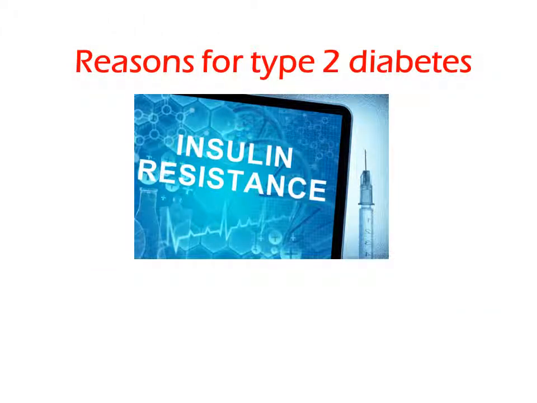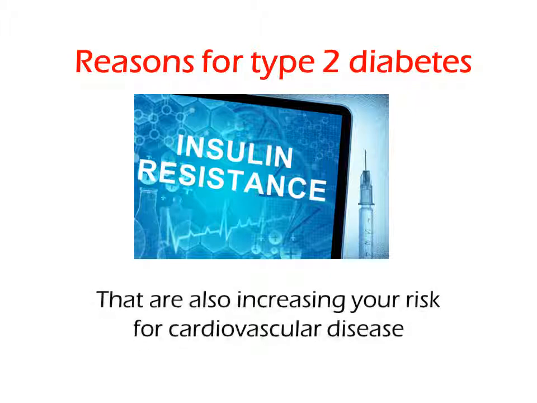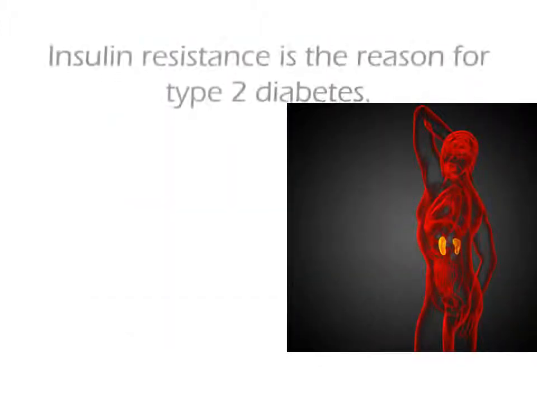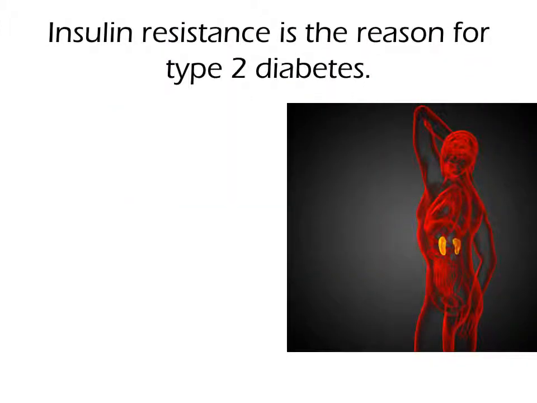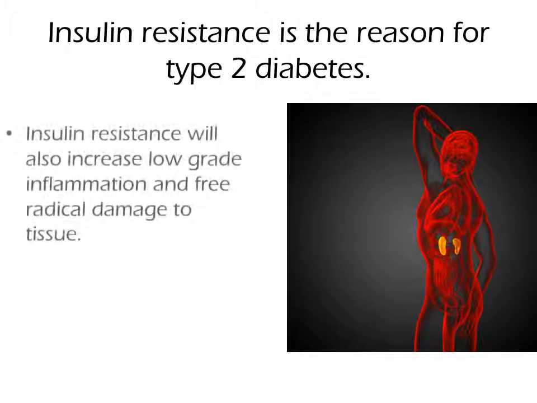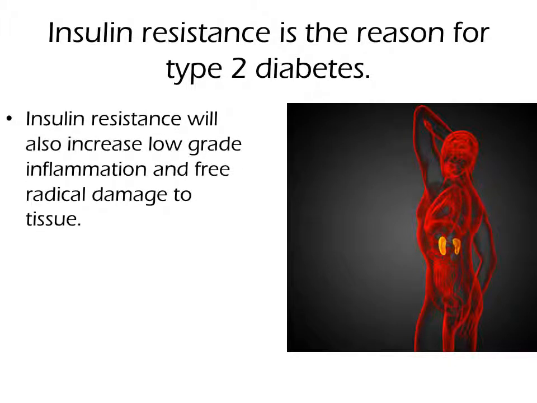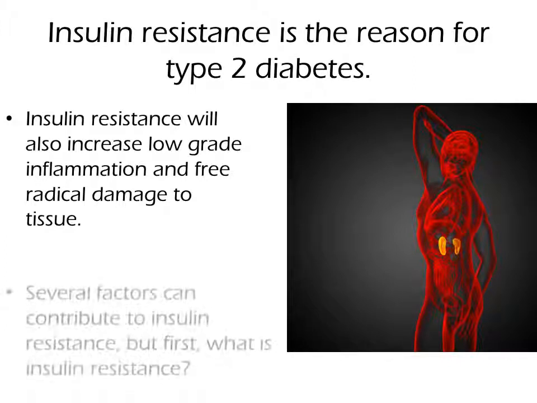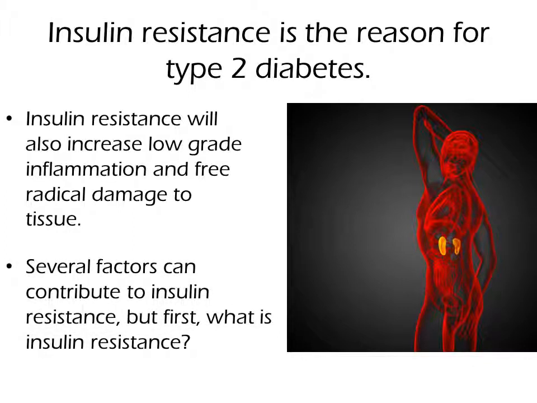Reasons for type 2 diabetes that are also increasing your risk for cardiovascular disease. Insulin resistance is the reason for type 2 diabetes. Insulin resistance will also increase low-grade inflammation and free radical damage to tissue. Several factors can contribute to insulin resistance, but first, what is insulin resistance?